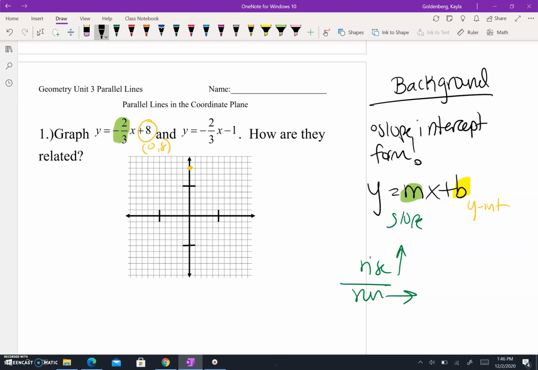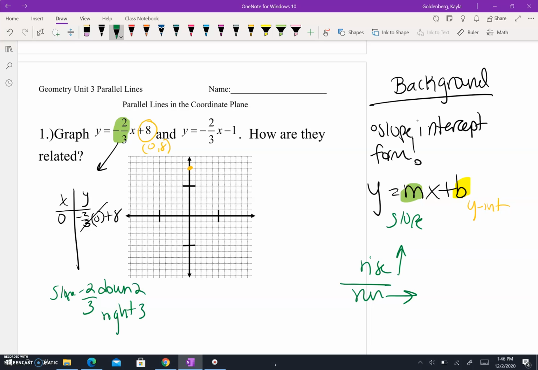The reason why, if I were to make a table for this value of inputs and outputs, if I plugged in a 0 as my input for x, I would have negative 2/3 times 0 plus 8. Notice anything times 0 just becomes 0, which means it's an output of 8. You can also use a table, but notice it's a little tricky because you're going to have to multiply things by 2/3. Another nice thing about the slope is that when you have negative 2/3, you go down 2, right 3. So I'm going to go down 2, right 1, 2, 3, and that's going to be my second point on my line.